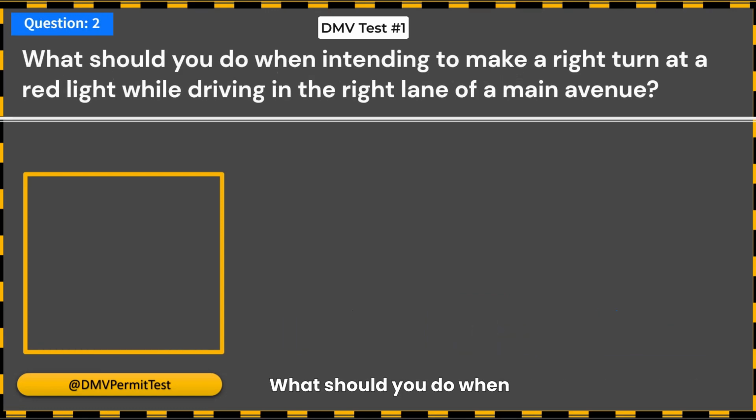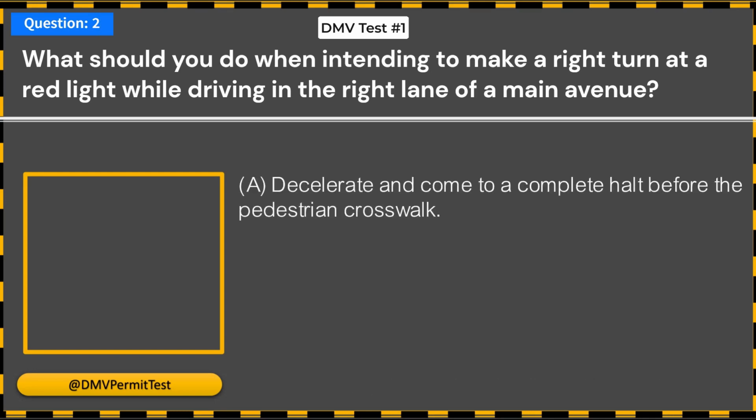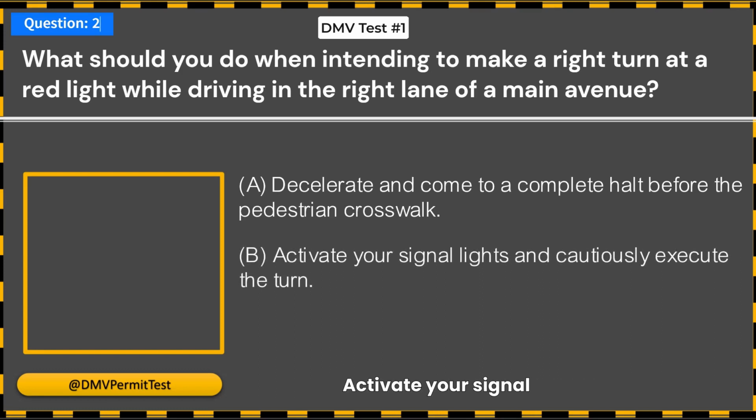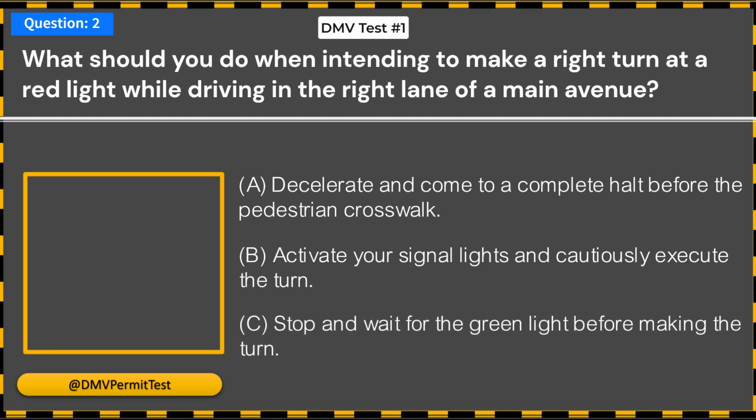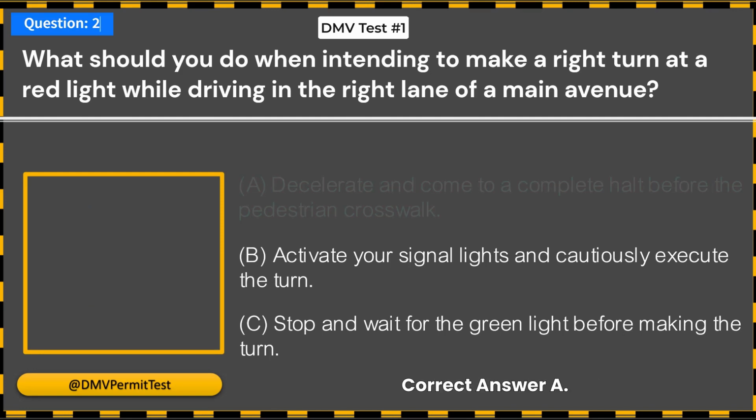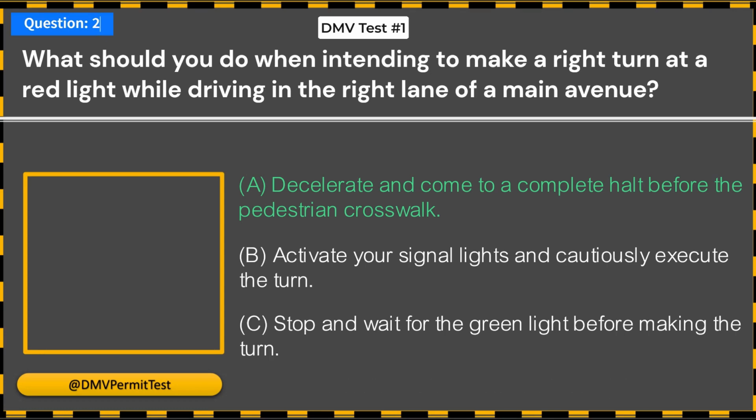What should you do when intending to make a right turn at a red light while driving in the right lane of a main avenue? A. Decelerate and come to a complete halt before the pedestrian crosswalk. B. Activate your signal lights and cautiously execute the turn. C. Stop and wait for the green light before making the turn. Correct answer, A. Decelerate and come to a complete halt before the pedestrian crosswalk.